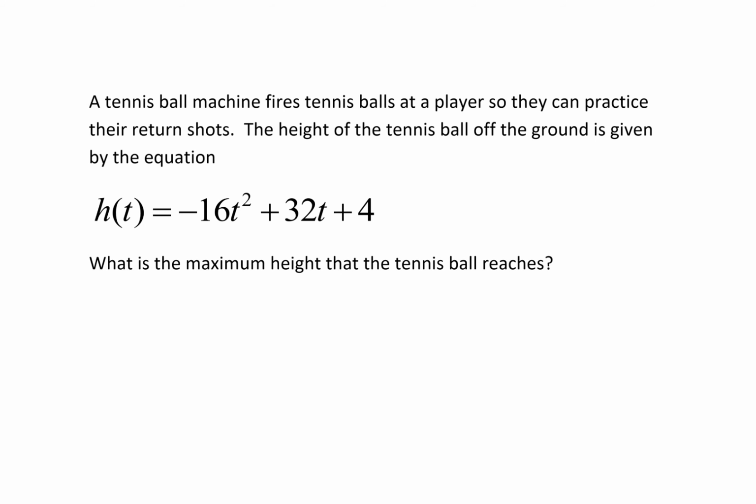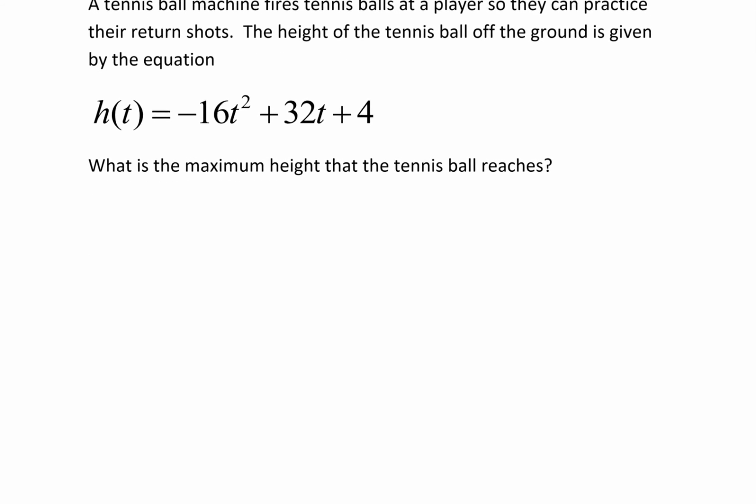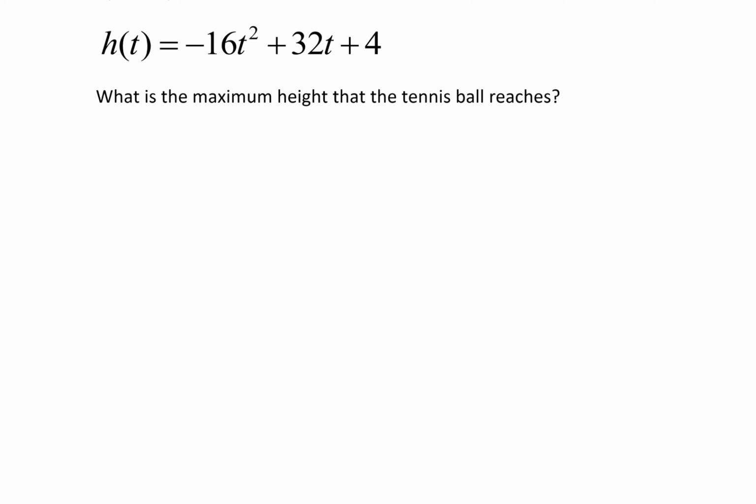Now we're going to think about a tennis ball machine. I think you've probably seen these before. They throw tennis balls at a player so they can practice their return shots. And the height of the tennis ball off the ground is given by this equation. H of t equals negative 16t squared plus 32t plus 4. So what's the maximum height that the tennis ball reaches? So let's draw a little picture that kind of shows what's going on here. As time goes on, it's at 4 feet when it starts, because that's how far the machine is off the ground. It goes up in the air, and then it's going to come down and land on the ground. So this is time, and this is height.